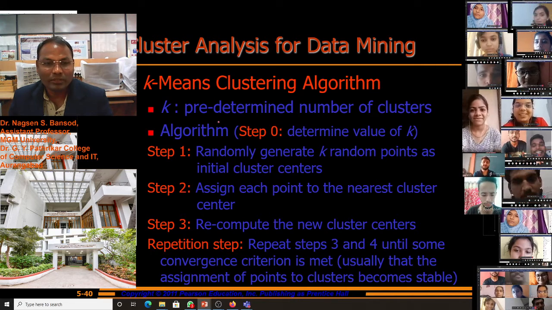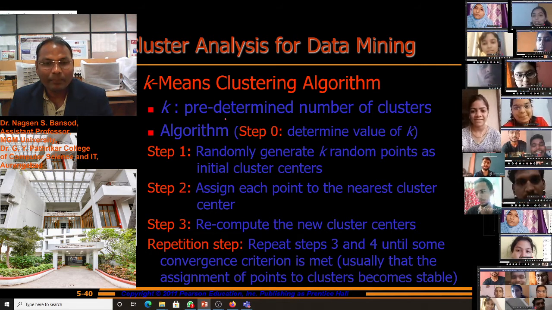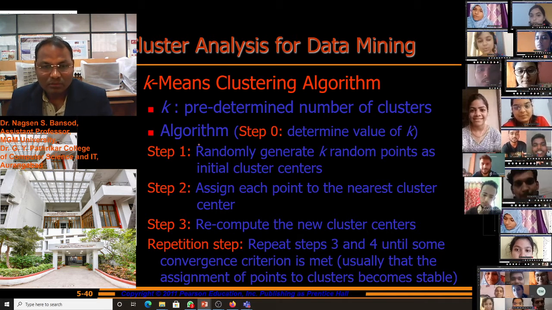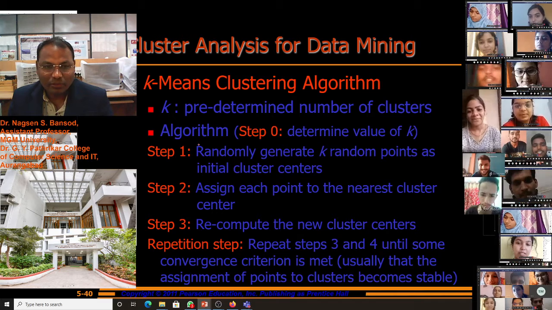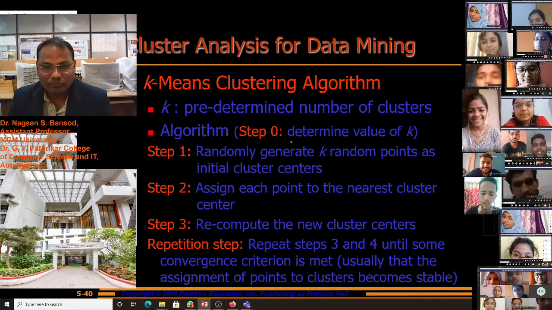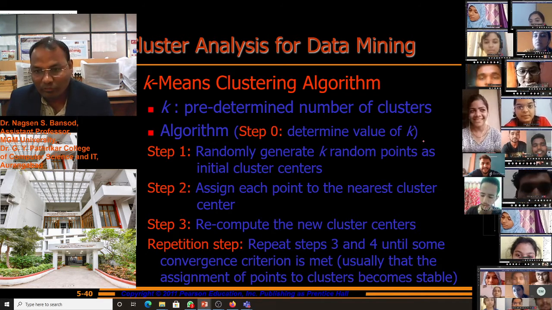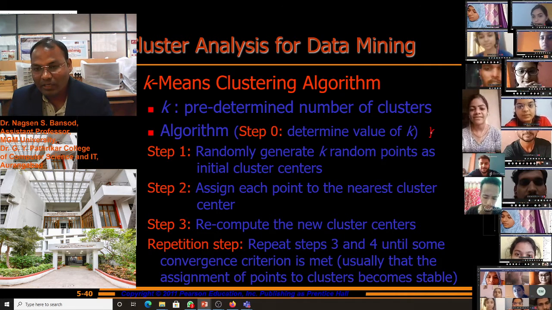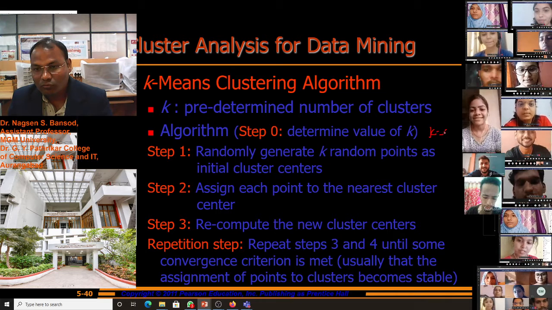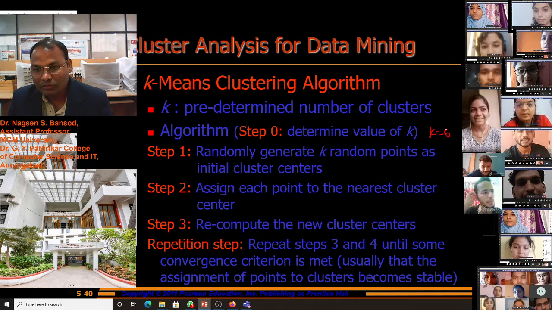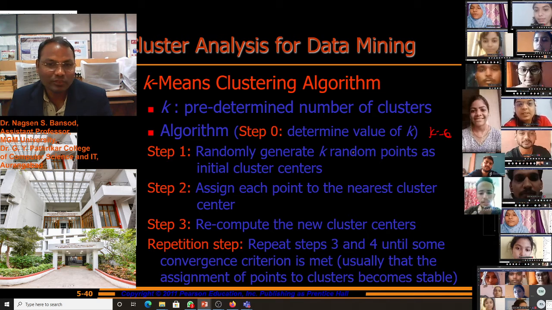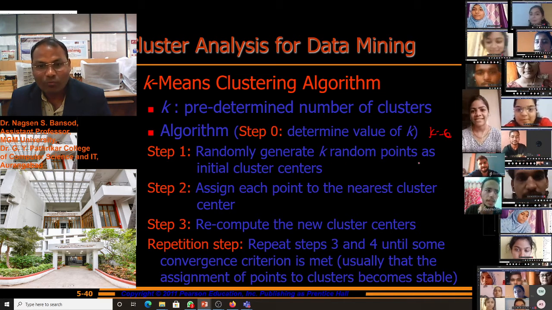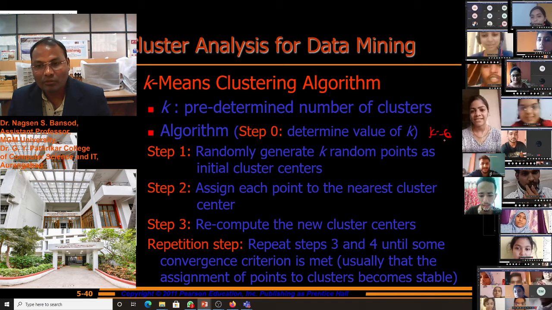The k-means clustering algorithm uses a predetermined number of clusters, and this algorithm starts from step 0: determine the value of k. First we have to determine the value of k. Suppose the value of k is equal to 5 or 6. Suppose the value of k is equal to 6. Then step 1: randomly generate k random points as initial cluster centers.